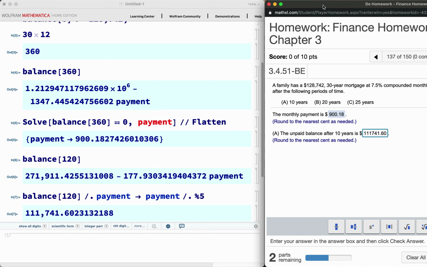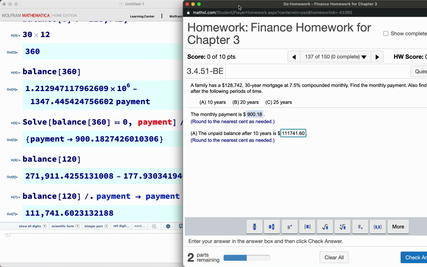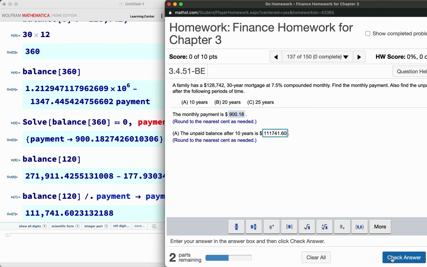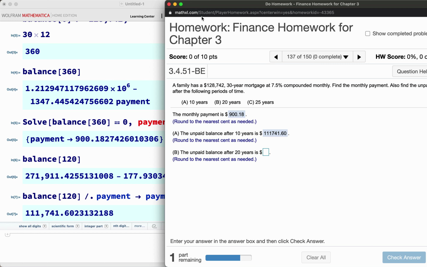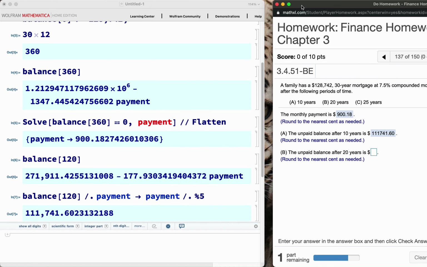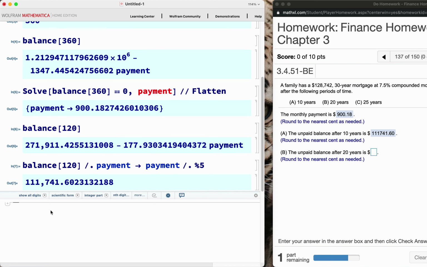$111,741,060. Let me make sure this is what they actually want. Yes, it is what they want. Now, by the way, if you're confused by what I just did, you shouldn't be confused.